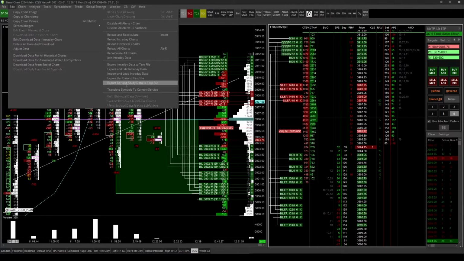Edit. Translate symbols to current service. Because your routing is what really determines what your symbol should be. So you do that, and then boop, everything works.